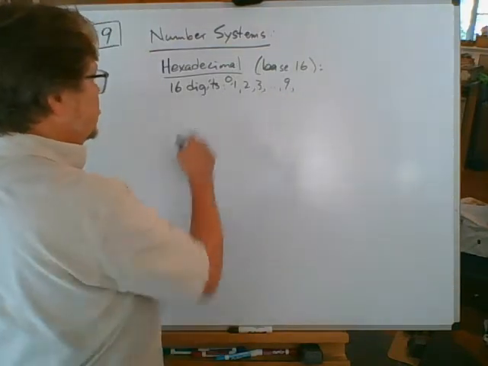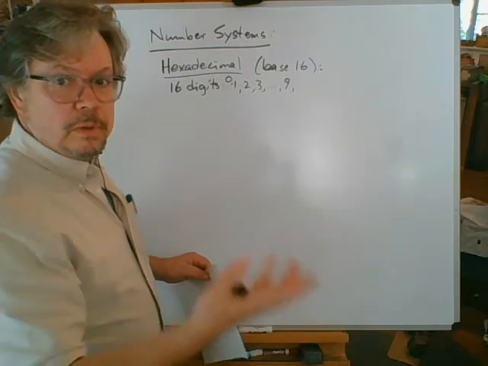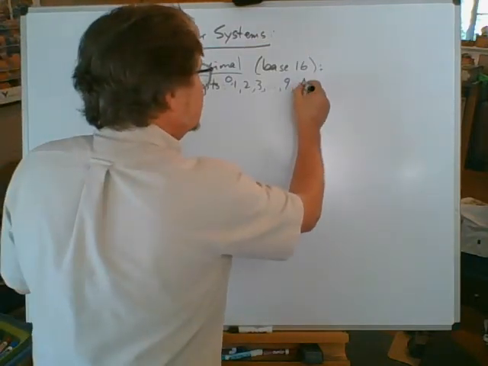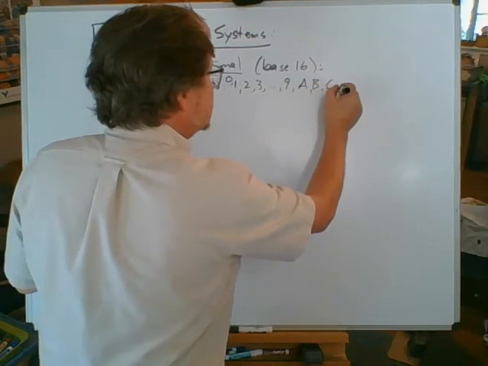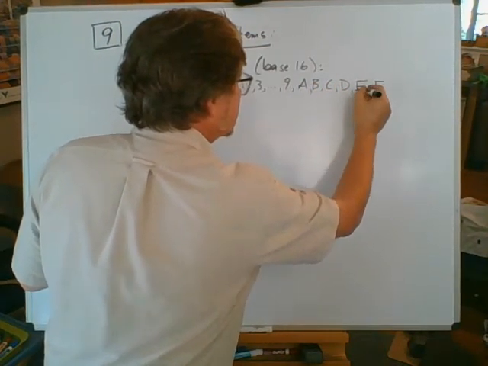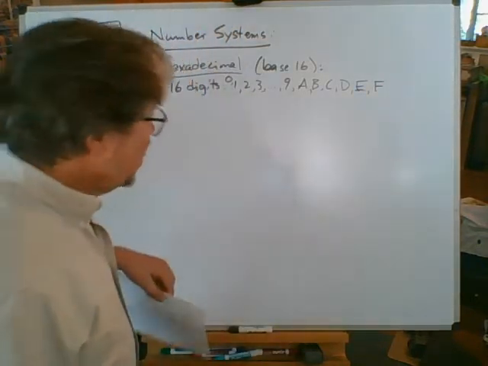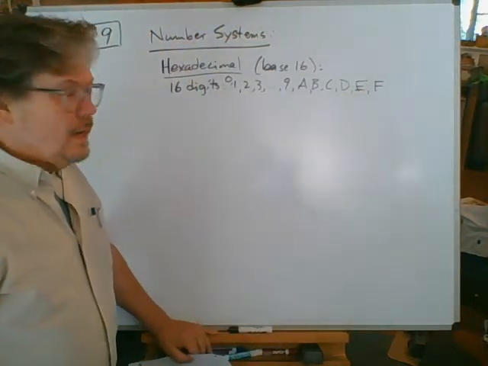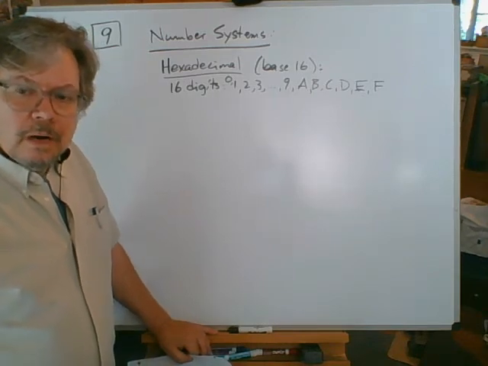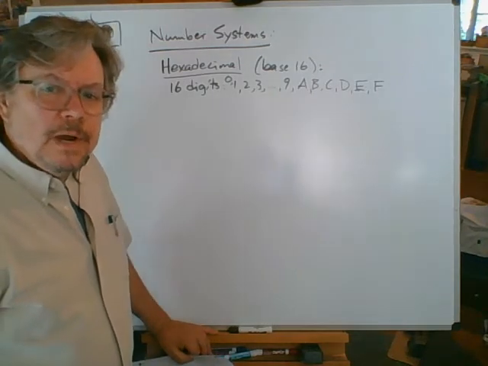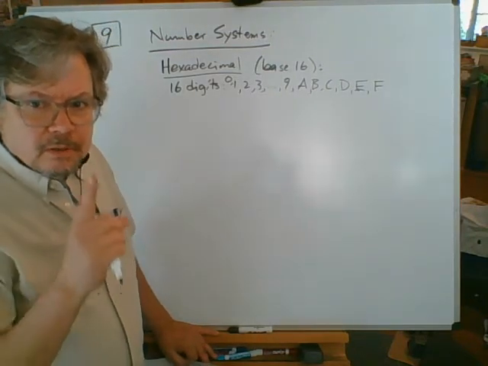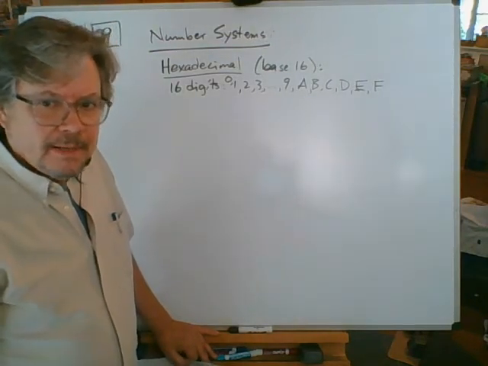Here's the problem, though. We don't have 16 digits. We got to recruit new ones. We start pulling in letters of the alphabet. A, B, C, D, E, F. Why? Well, here's the rules. We got to follow the rules. You've got to be able to represent every number less than the name of the base with a single digit. Let me say that again.